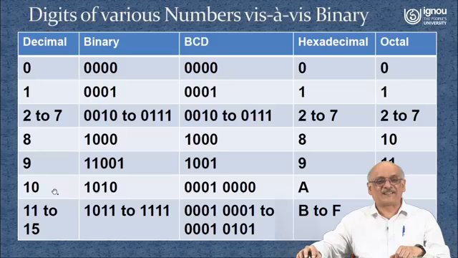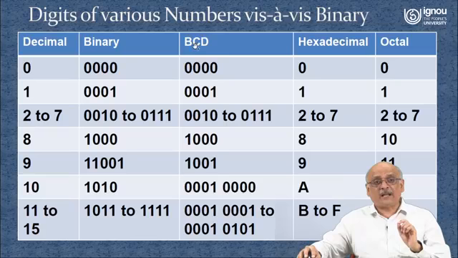Very interesting case. 10 is 1010, but it is not called one thousand ten. It is one zero one zero, right? And 11 to 15, so this is 1011 to 1111. All right. Now look into the equivalent BCD. When we move from 0 till 9, everything is the same, right? With this correction, everything is the same in the binary as well as BCD.